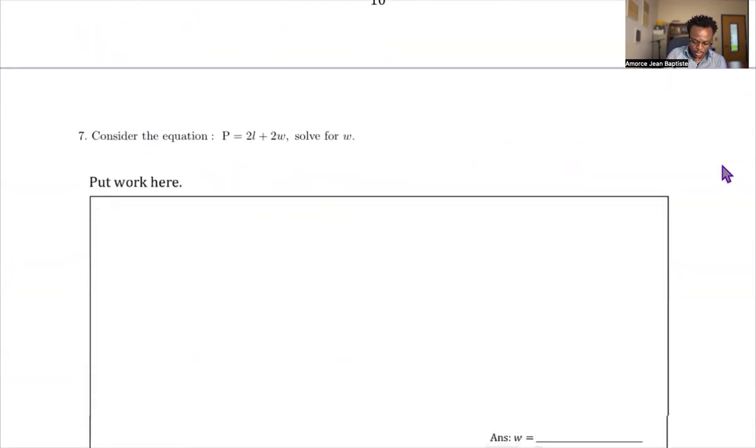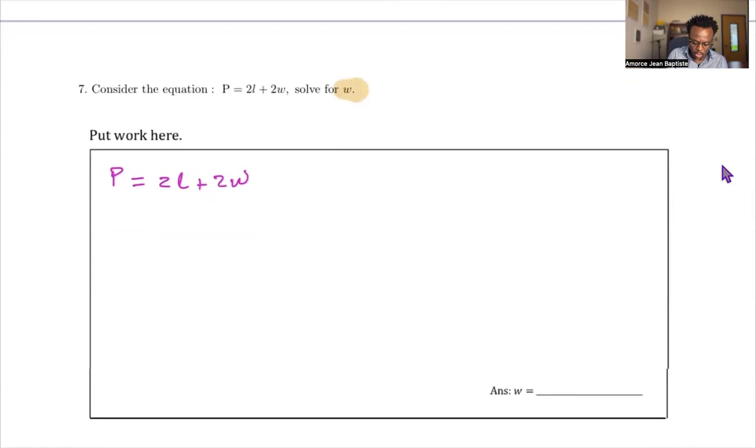Our next example here is P equals 2L plus 2W, which is the perimeter of a rectangle. We're trying to solve for W. To solve for W, we can just subtract the 2L here on both sides.